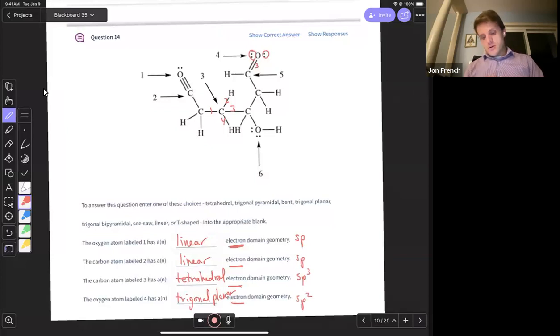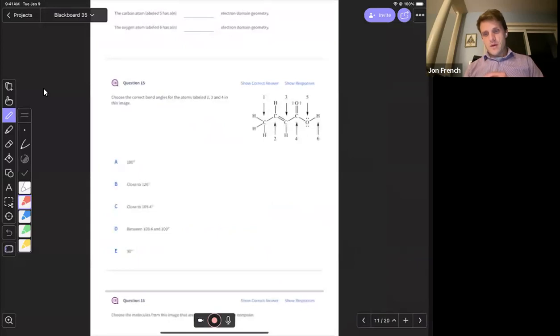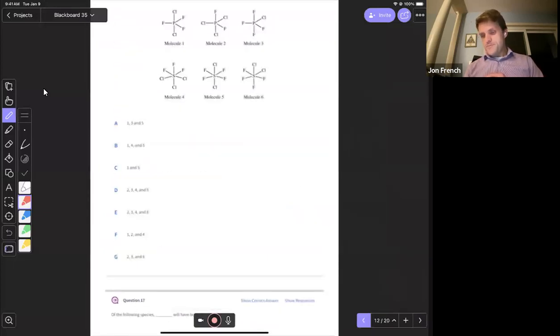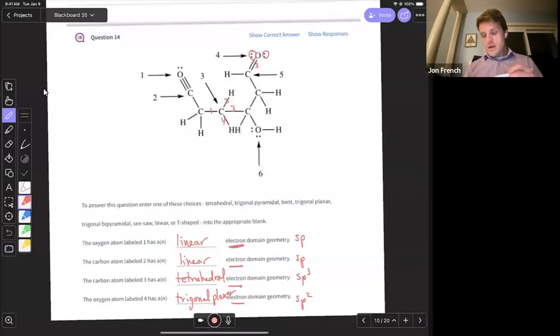And I think there's more to this question. I think there's 2 more. Yeah. Carbon 5, oxygen 6. So carbon 5 is also trigonal planar, because I've got 1, 2, 3 domains for carbon 5.